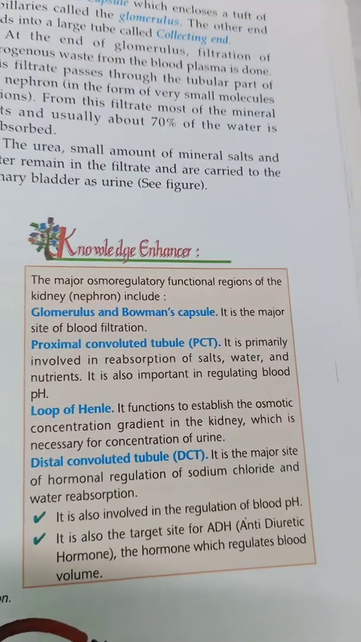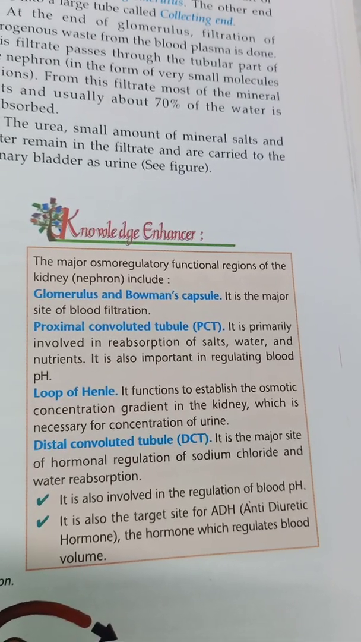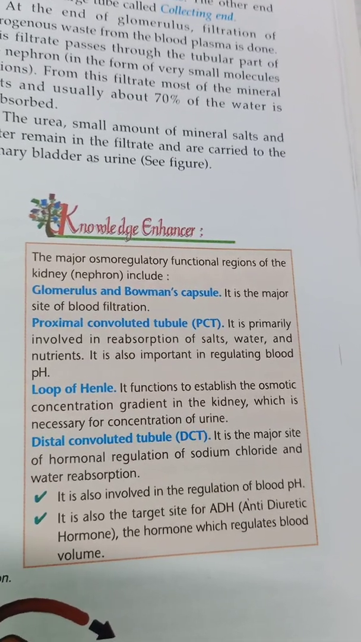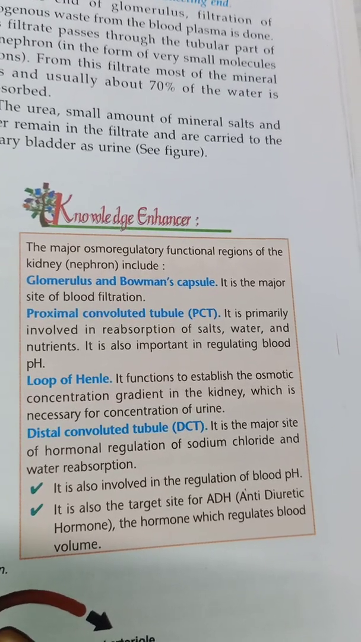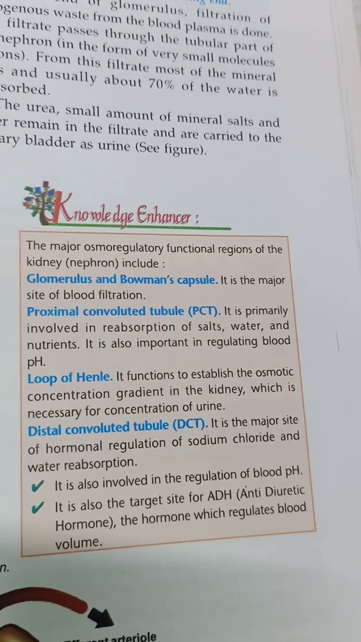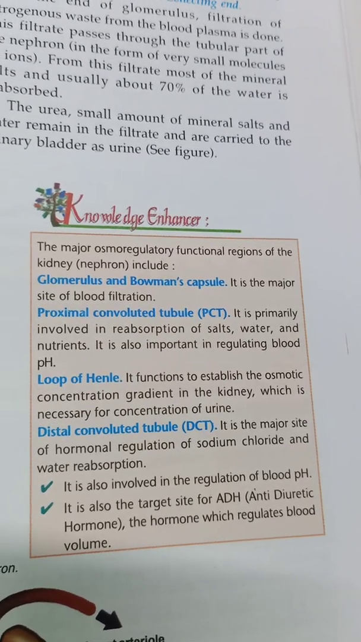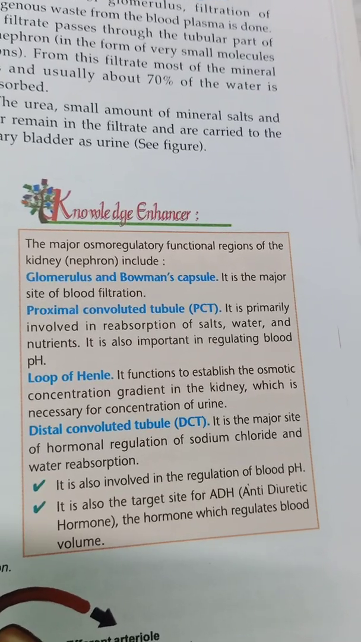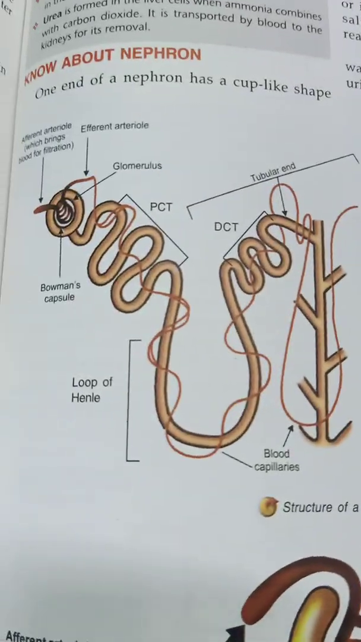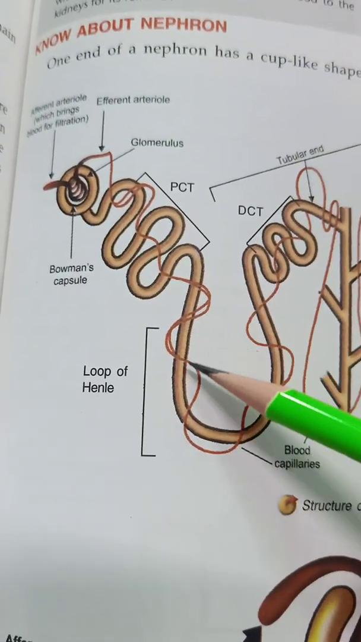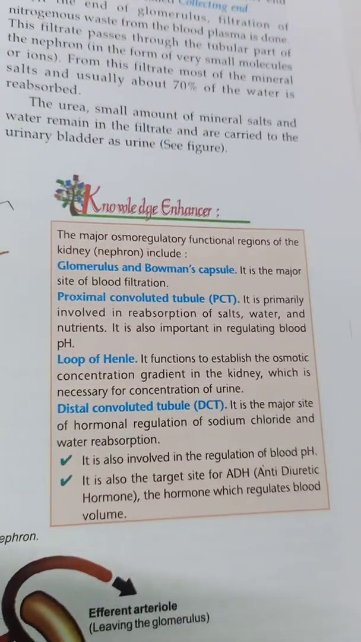It is primarily involved in reabsorption of salts, water and nutrients. This PCT is responsible for the reabsorption of salts, water and nutrients. It is also important in regulating the blood pH. Next is the loop of Henle. First I show you in the diagram that this part is known as the loop of Henle. Now we see its function.